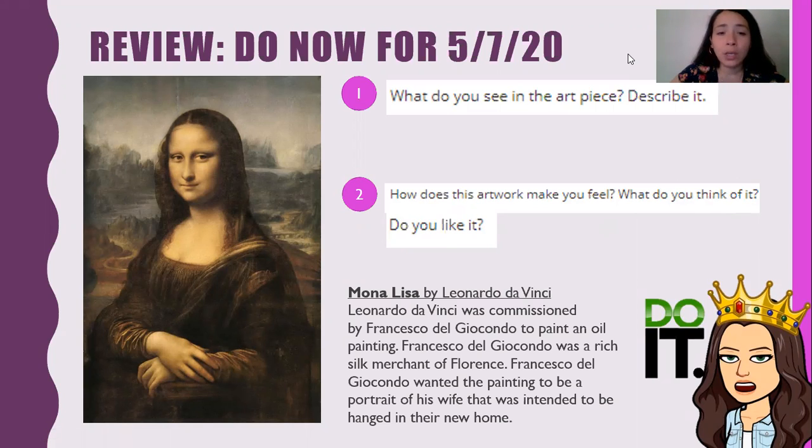This person was a silk merchant of Florence. So he sold silk. And what he wanted was for Leonardo da Vinci to paint a portrait of his wife that was intended to be hung in their new home. I copied that from online, and I feel like that wording's a little off. But what this guy wanted was for Leonardo da Vinci to paint his wife so that when they had it in the new home, they had a picture of his wife up. Okay. So that's a little bit of history about the Mona Lisa.